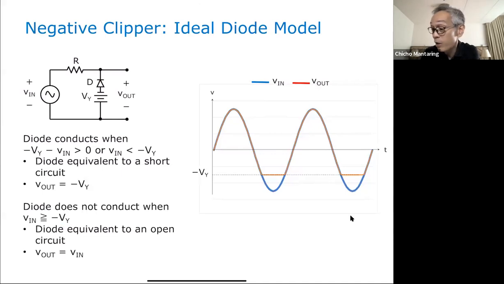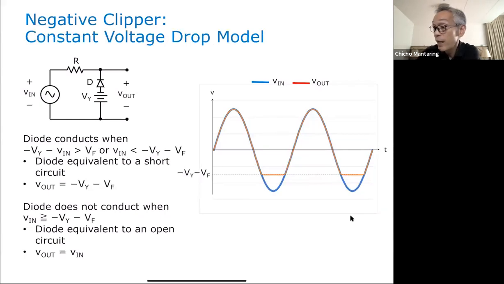This is the ideal diode model. So anyway, the analysis is the same, no? Nagbaliktad lang yung supply at nagbaliktad yung diode. And when you consider the constant voltage drop, the clipping at the negative, nababawasan further ng V sub F. So kung kanina nagkiklip at minus V sub X, ngayon magkiklip siya at minus V sub X minus V sub F.